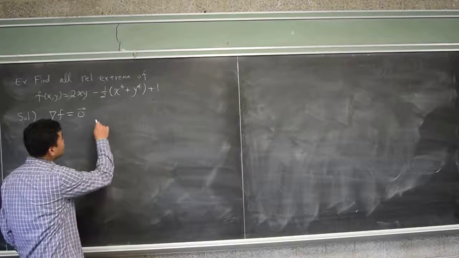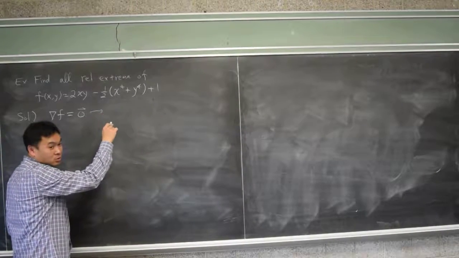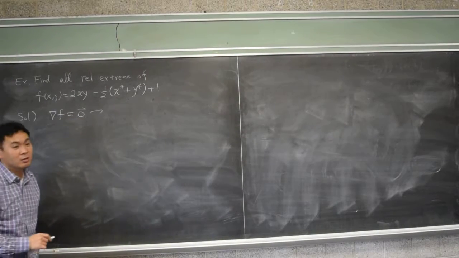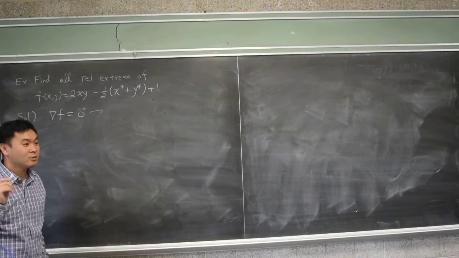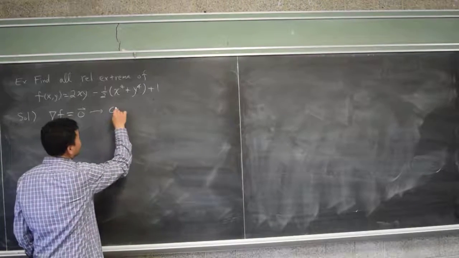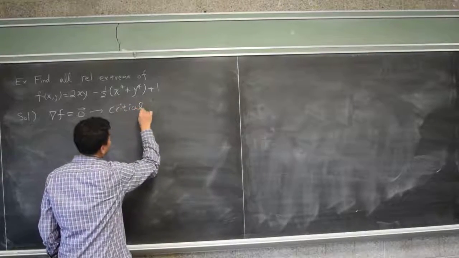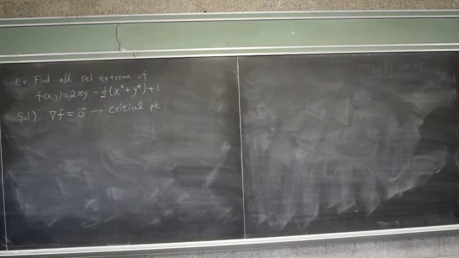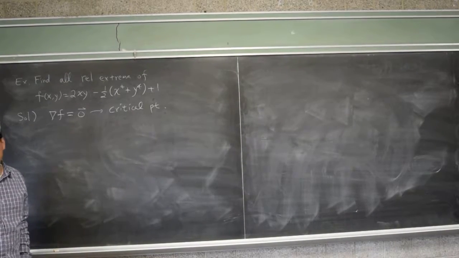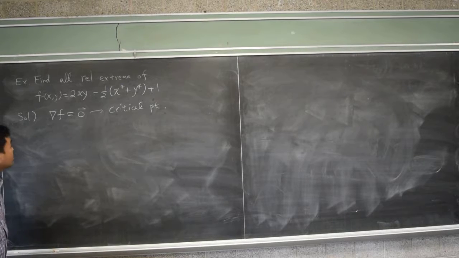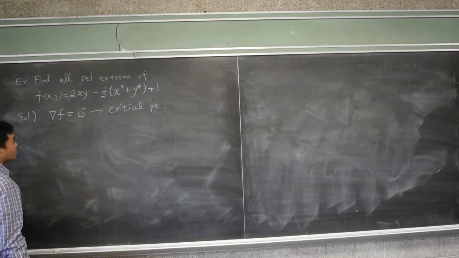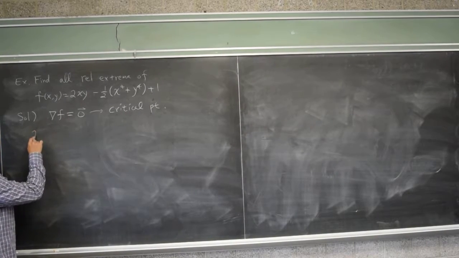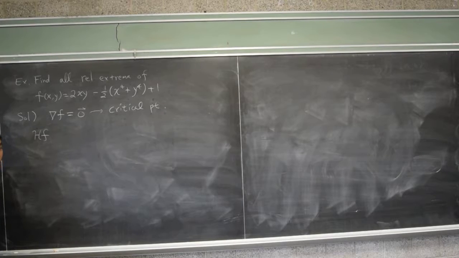Points where these things are true, where the derivative is 0, are called critical points. And once you locate these critical points, at each critical point you need to calculate the Hessian, right? So you want to calculate the Hessian at each critical point.